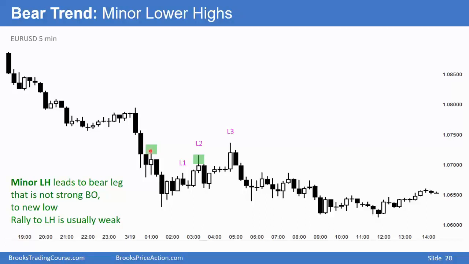So is this a major or a minor lower high? Is this the major lower high or is this? Well, this clearly is a major lower high. This, I think, is not major enough. We had a couple bar breakout, not enough of a pullback. So I think this is simply a pause in this strong bear breakout.